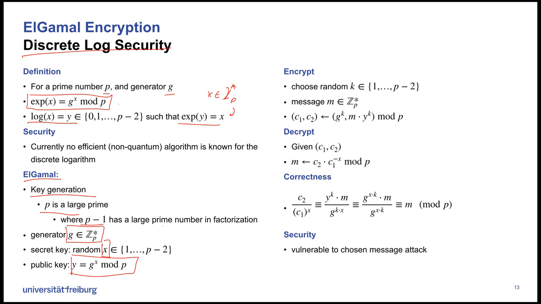Because the encryption is now strange compared to the things that we've seen before, because we take a message and produce 2 outputs instead of 1.